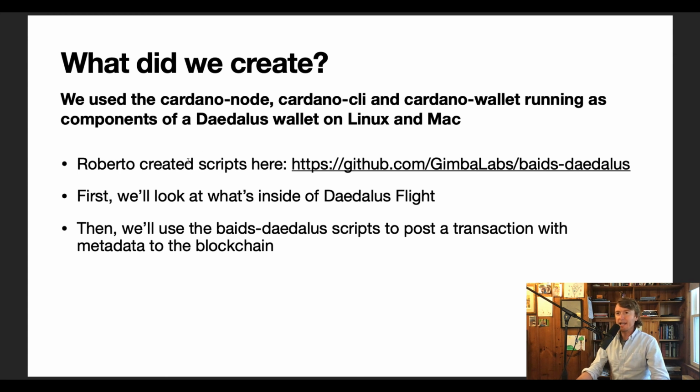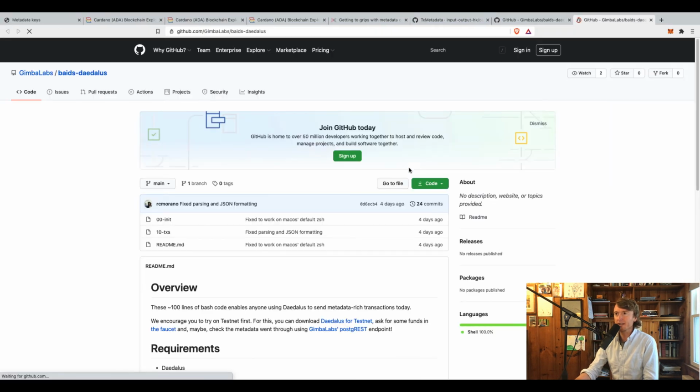So what do we make? Like I said, we used the Cardano node, Cardano CLI, and Cardano wallet that are already running as part of Daedalus. I showed you how to open up the package contents and take a look at that. And Roberto wrote some scripts that we're able to use. Again, I have these bullet points. I'm getting ahead of myself. I showed you already what's inside of Daedalus Flight. Okay, so now we're ready to use these Bades Daedalus scripts to post a transaction with metadata to Cardano. So let's go take a look.